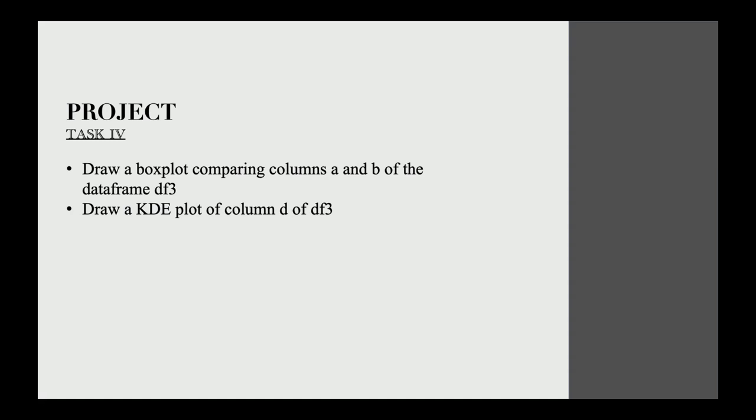In the fourth task, we have to draw 2 plots. First of all, draw a box plot comparing columns A and B of the data frame DF3. And the second one is to draw a KDE plot of column D of DF3.